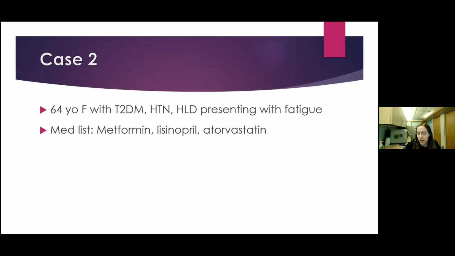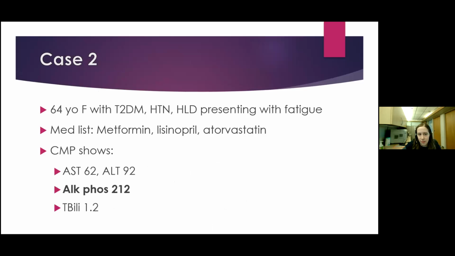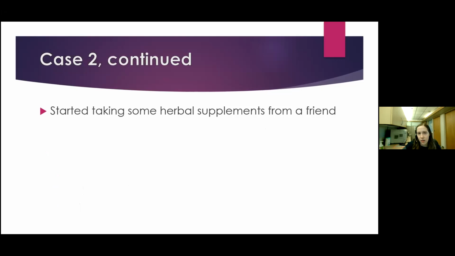And she is actually coming in for a second opinion. She saw a different provider at an outside clinic, and they got a CMP that showed the following: AST and ALT a little bit high at 62 and 92, ALK Phos is 212, and a T-bili is 1.2. So you go in to see her and you ask, do you take any sort of other medications, anything within the past several months? And she says, yeah, I got this supplement from a friend.